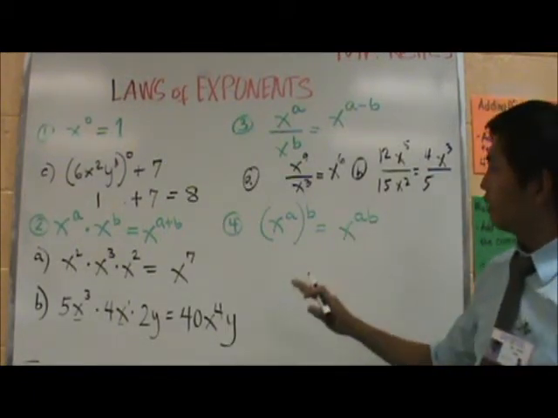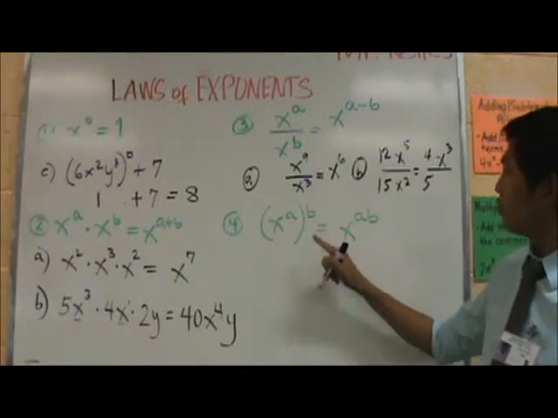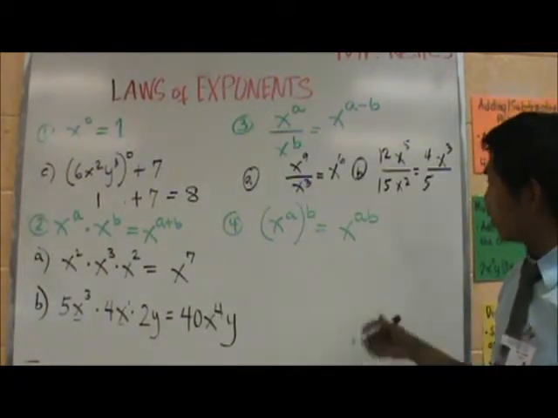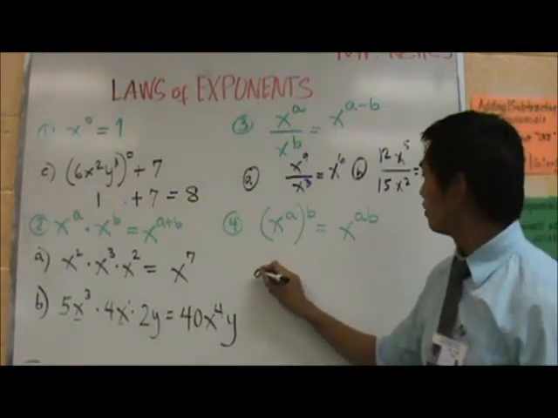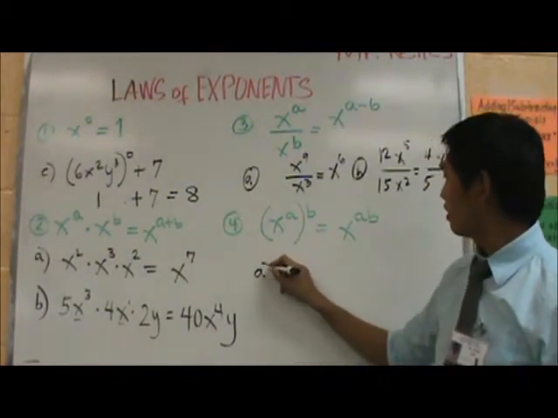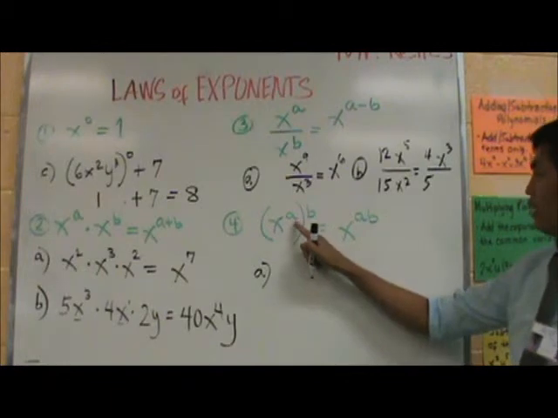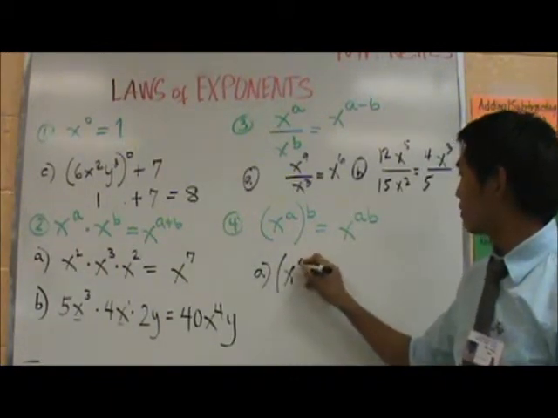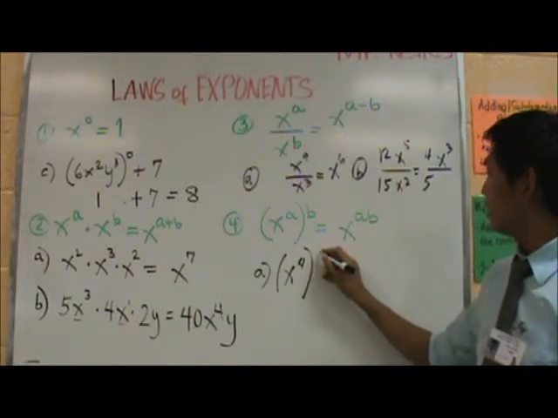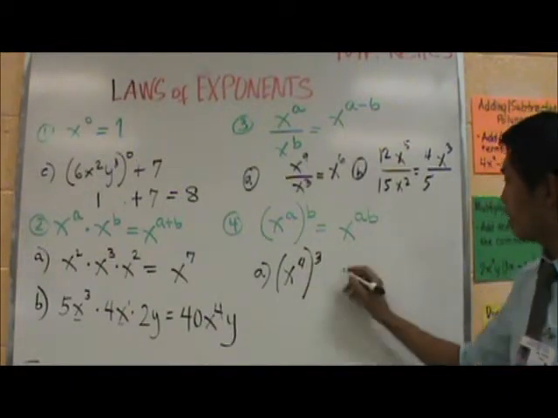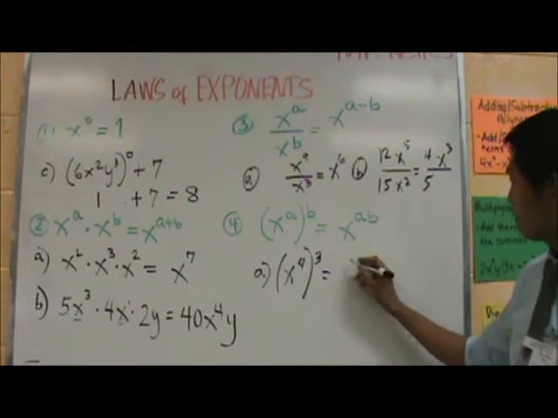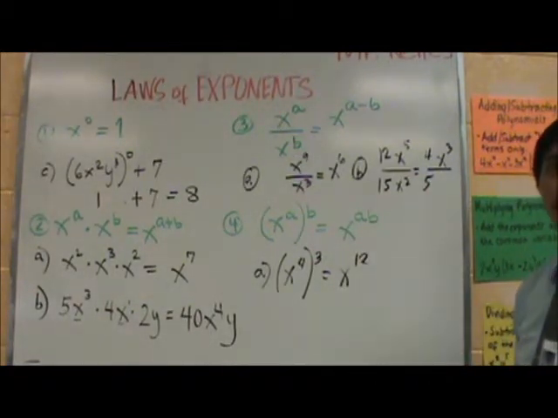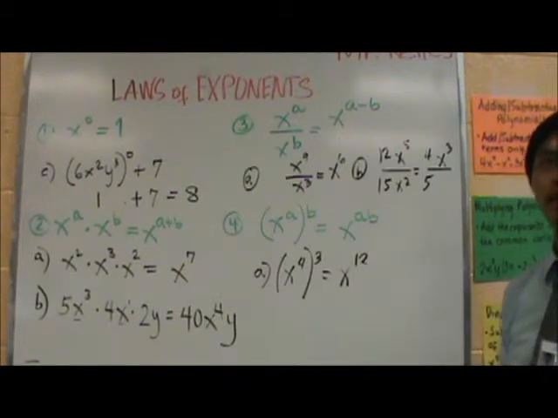Now, how about this time if you have two exponents? One is inside and the other is another exponent outside. For A, all you have to do is multiply them. Let's try this: x to the 4th, raised to the 3rd power. Again, multiply them. 4 times 3 is 12, and that's the final answer.